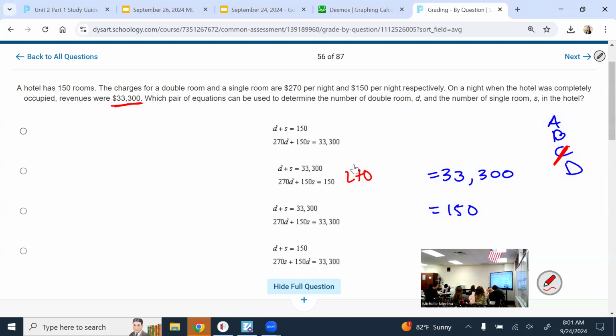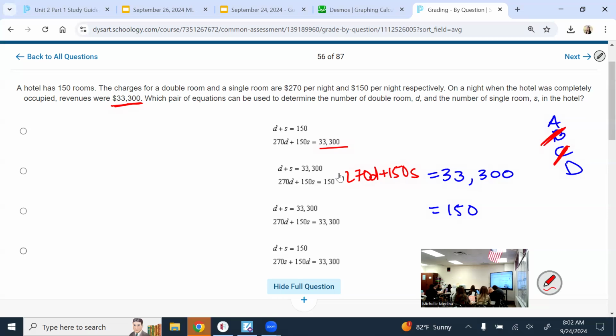And this one's multiple choice. So you even have some options. So like looking at A, the one that's equal to the 33,300 was the 270 for the double rooms. Okay, so that so far is looking good. Was the 150 for the single rooms. So that so far is looking good. B does not have that dollar amount associated with it. So I can automatically say B is not going to be it.